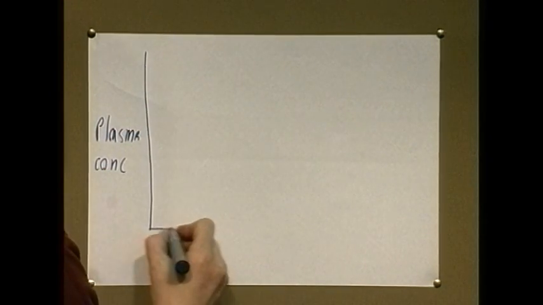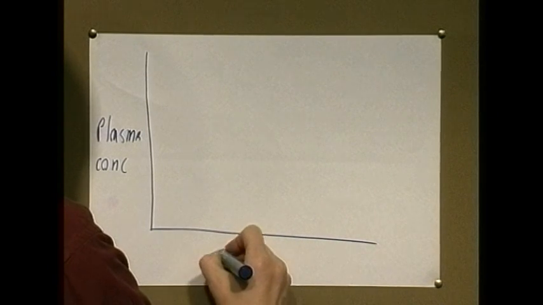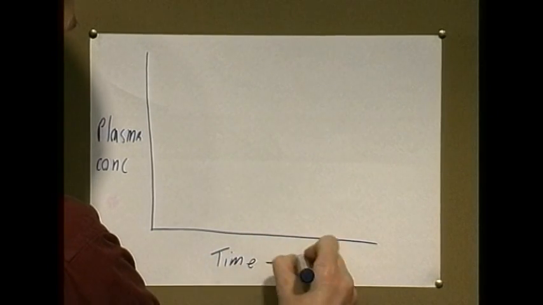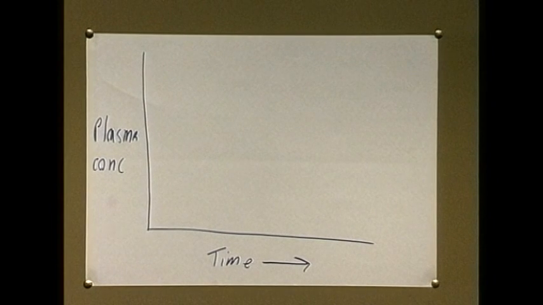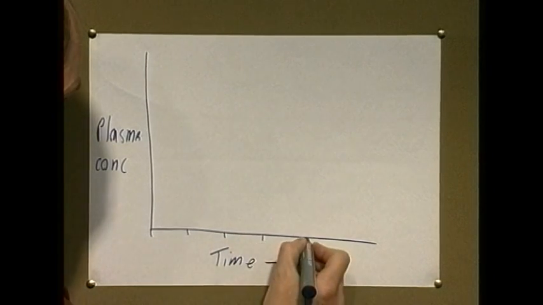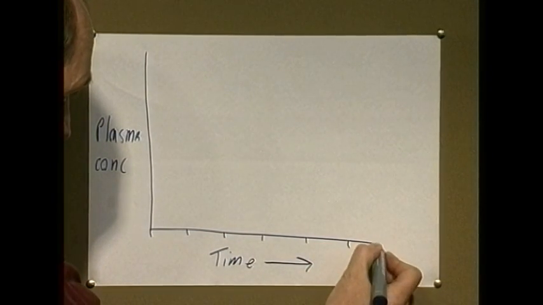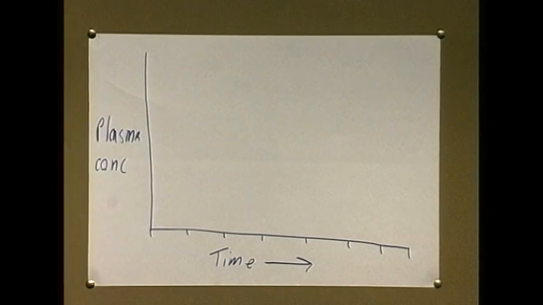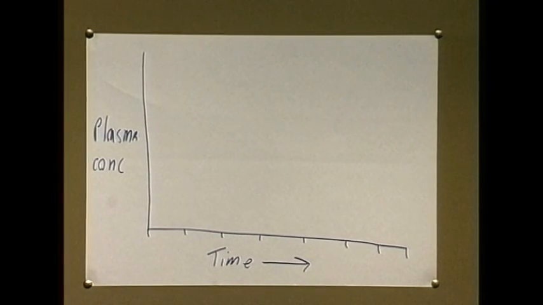So let's draw a graph again. Let's suppose that this axis represents the plasma concentration. And this axis represents time. Now suppose someone drinks, I've put some markers on here, let's have 1 hour, 2 hours, 3 hours, 4 hours, 5 hours, 6 hours, 7 hours. Suppose someone drinks 10 units of alcohol.